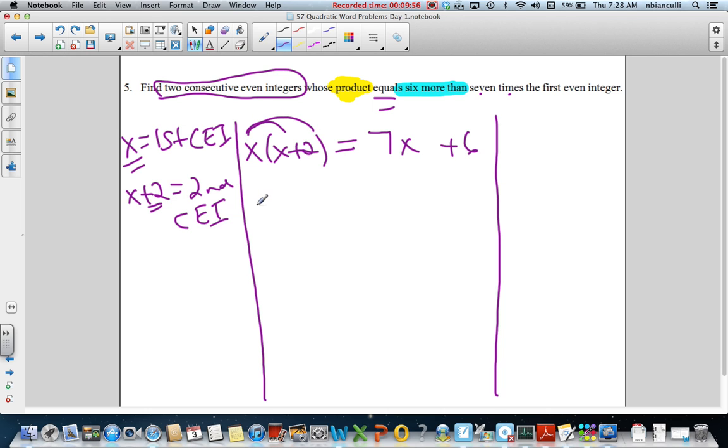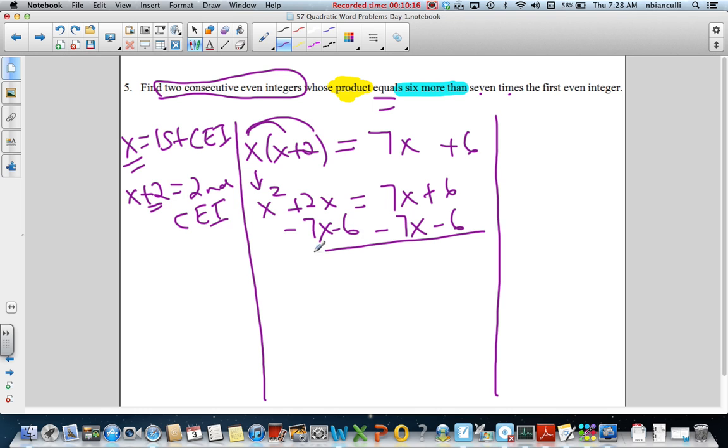So I'm going to distribute: x squared plus 2x equals 7x plus 6. And now I have my quadratic. I have my celebrity on the left, and I have other stuff on the right. I'm going to move everything over. So I'm going to subtract the 7x and the 6. So now I have x squared, positive 2 minus 7 is negative 5x, minus 6 is equal to 0.